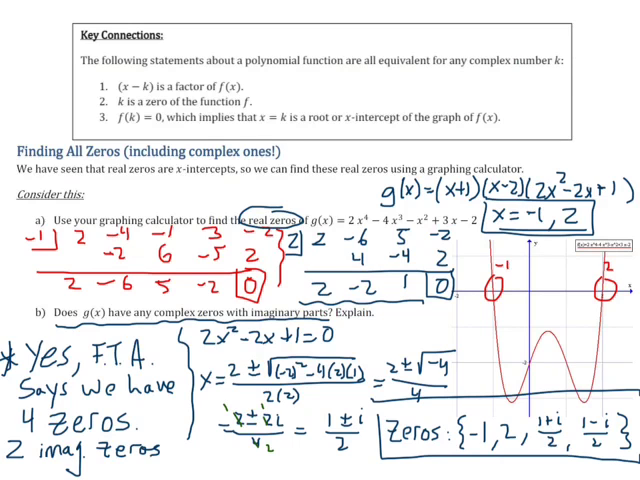All right, so that's how the fundamental theorem of algebra works, and in the next video we have some more examples for using that. Again, we can use our graph to give us the real zeros, but that's only half the story in this case. Good luck.